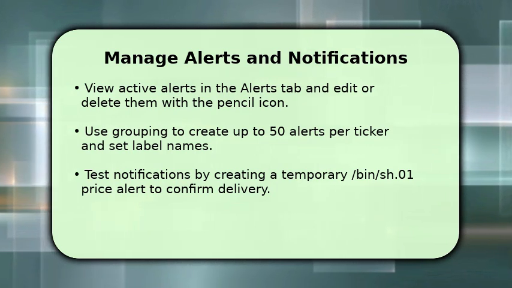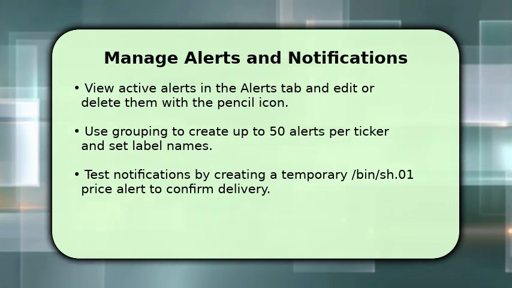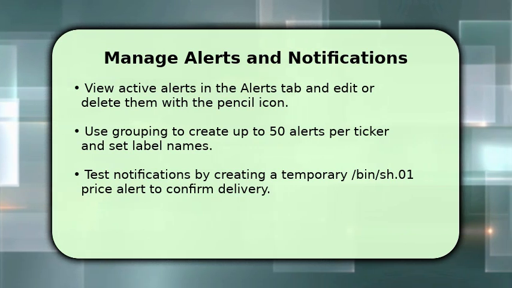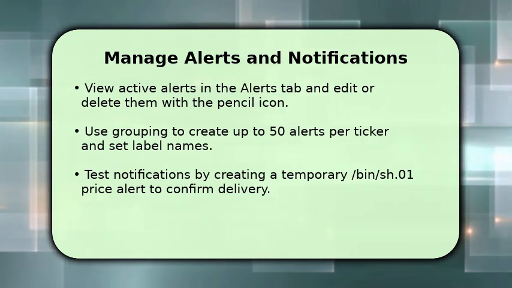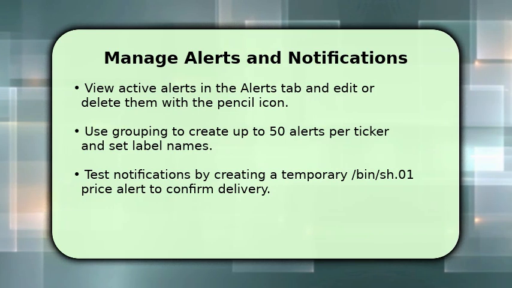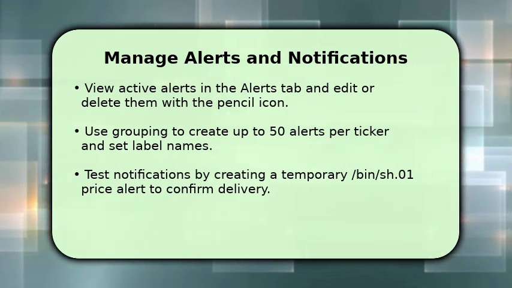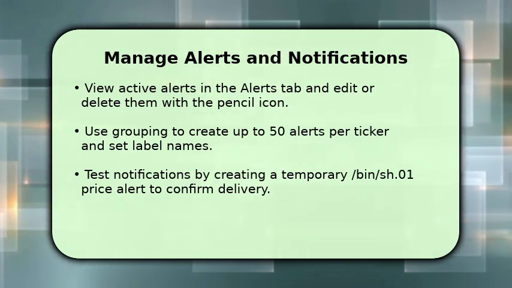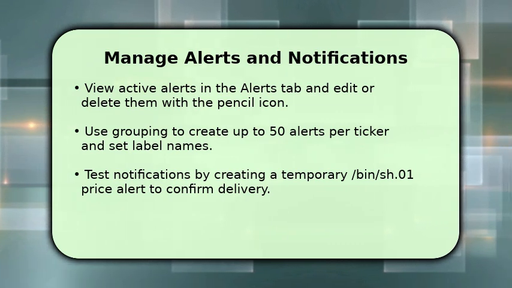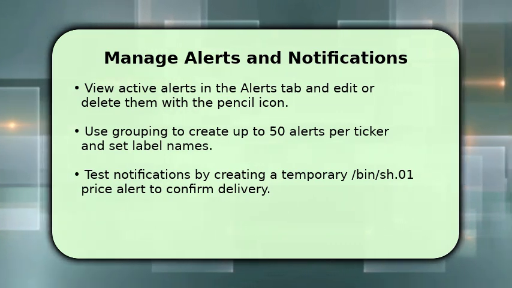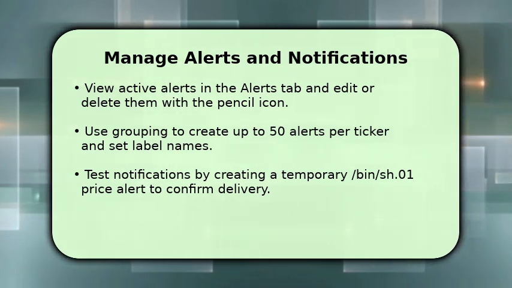For rapid testing, create a temporary $1 price alert to confirm notification delivery and sound. For desktop users, synchronize alerts across devices by enabling Cloud Sync in settings. Finally, audit alerts monthly, archive old triggers, and maintain a clean alerts tab to avoid alert overload.